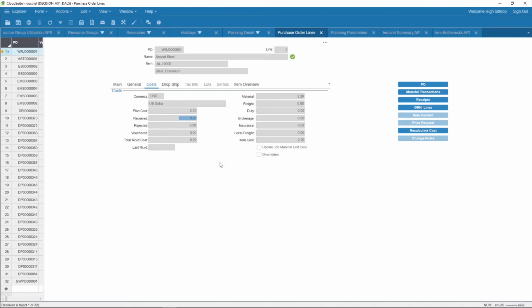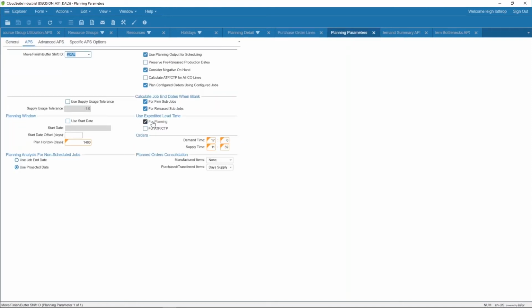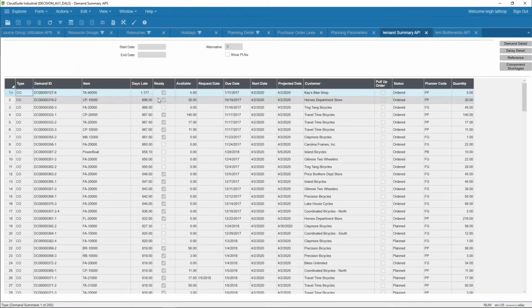In an APS environment, we turn off use expedited lead times because it's going to try and plan this material again. And we say, all right, we do not have this material today. We run APS planning and start looking at all of the information now available to us in demand summary about the push outs because we don't have material available.